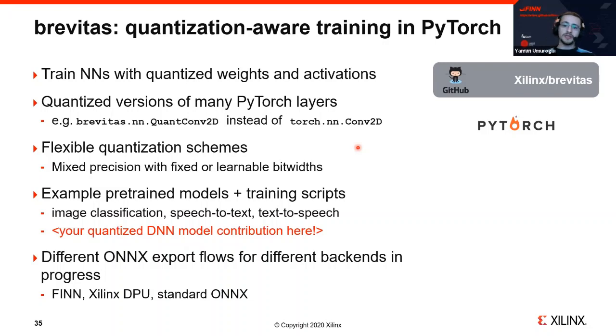There's a number of example quantized models and training scripts available across several domains, ranging from image classification to speech to text to speech. And here I want to point out another opportunity to broaden your impact on the community by actually contributing quantized DNN models to this repo. And finally, I want to add that besides Finn, there are other things that Brevitas can actually target. So there is work in progress to export different flavors of ONNX for different backends, including the Vitis AI DPUs from Xilinx and standard 8-bit quantized ONNX that runs with, for instance, ONNX Runtime.